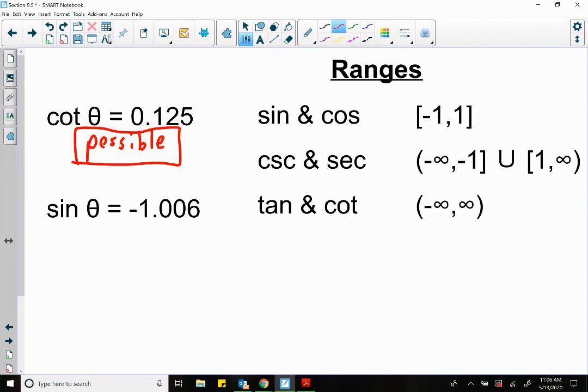Okay. So in here, -1.006. Is -1.006 inside here? No, it is not. -1.006 is a little bit lower than -1, so this number is outside this range. Okay? So that means this is impossible. So there you go. That's what you're going to be looking at in section 9.5.